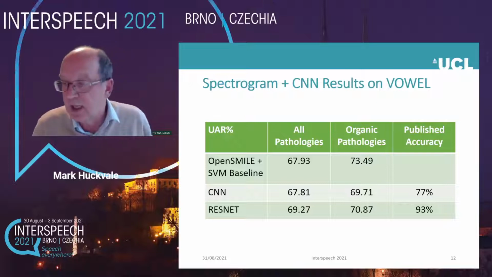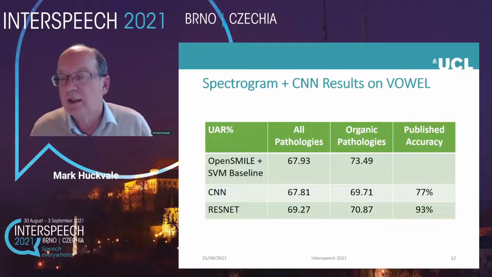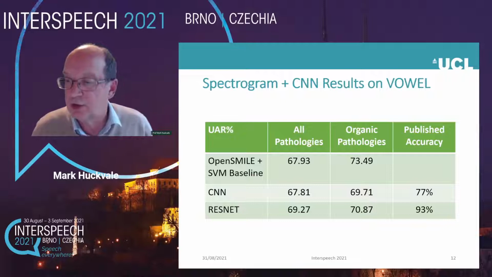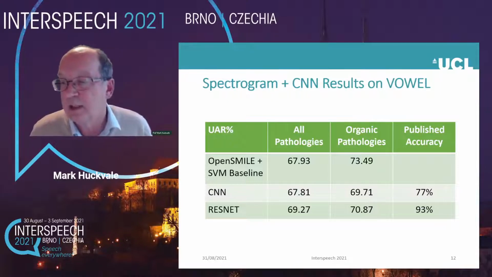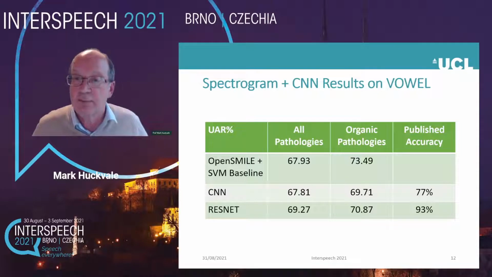It may be that our implementation of the spectrographic representation or of the convolutional neural networks are in error, or it may be that our particular protocol, which is very strict in terms of cross-validation, in terms of the choice of pathologies, and in terms of the performance metric, severely compromises the systems that were originally published.